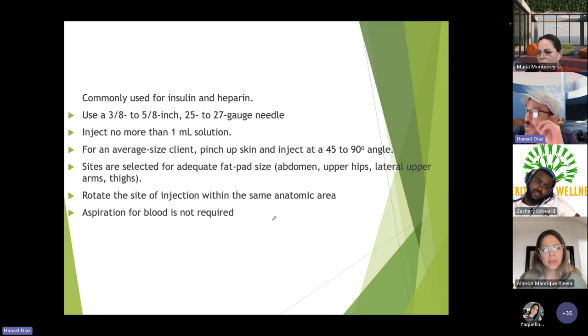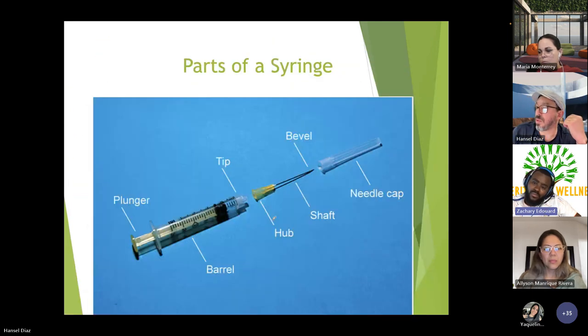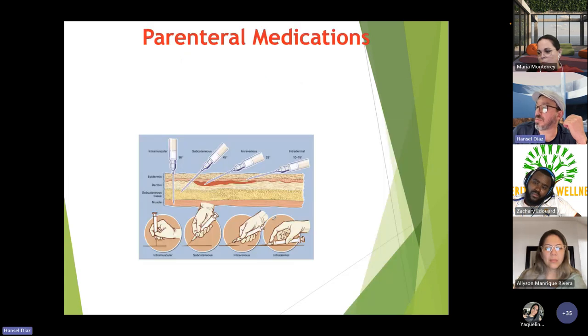Sites are selected for adequate fat pad: abdomen, upper hips, lateral upper arms, thighs, places where you want to go into subcutaneous tissue. Rotate the site of injection within the same anatomic area. You don't want to create a hole there. And when you're doing that, aspiration of blood is not required. Why is it not required? Because you're going to go all the way to where you need to go, with the right needle.